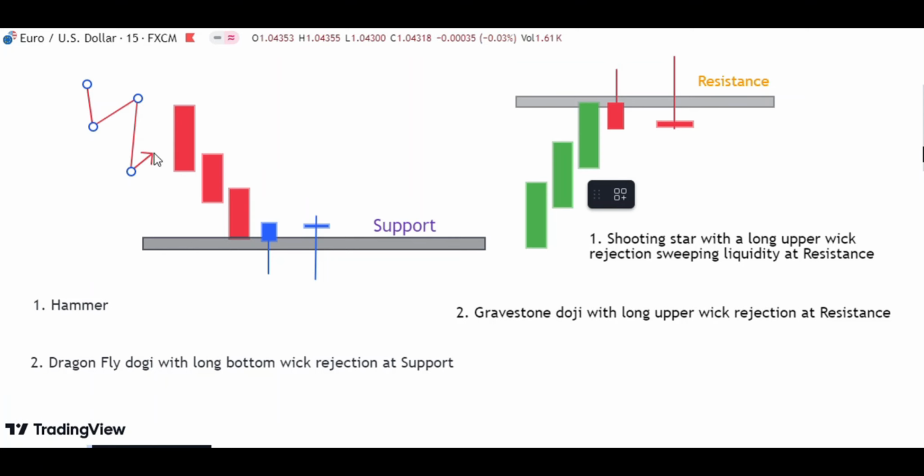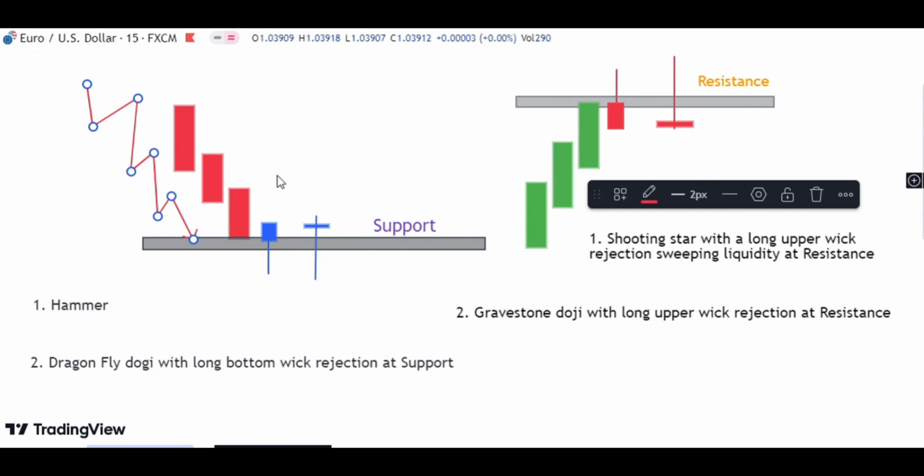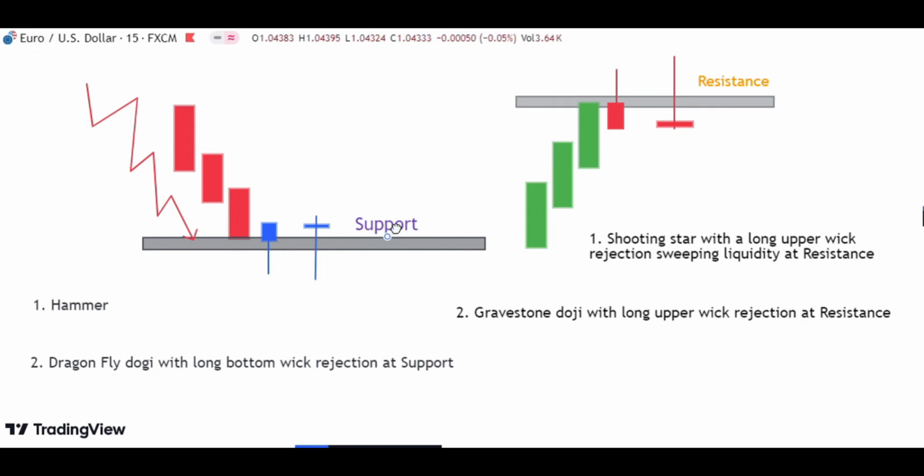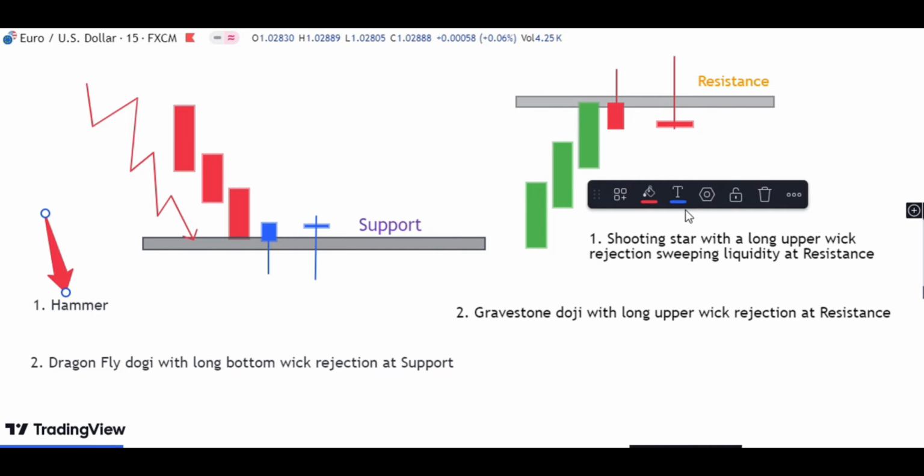These candlesticks are going down. This is a trending market going down, but then when it gets to support, at support here, this is our support level. The first candlestick we are going to be looking at is a hammer. I believe you guys have heard of a hammer. So we are going to look at a hammer.